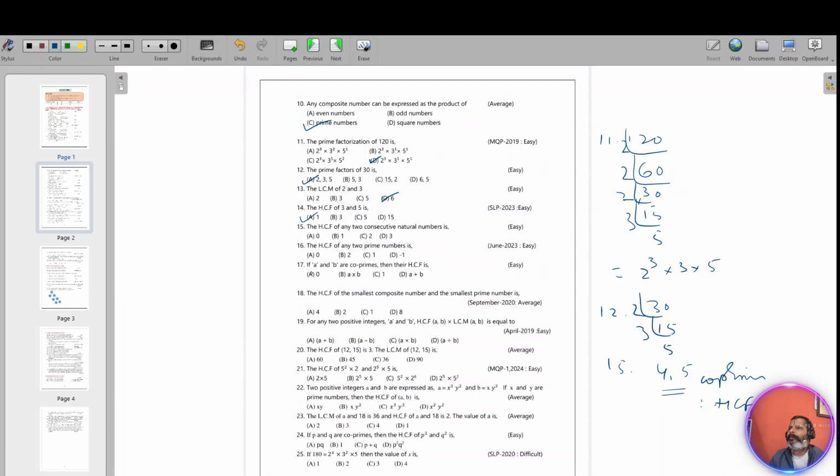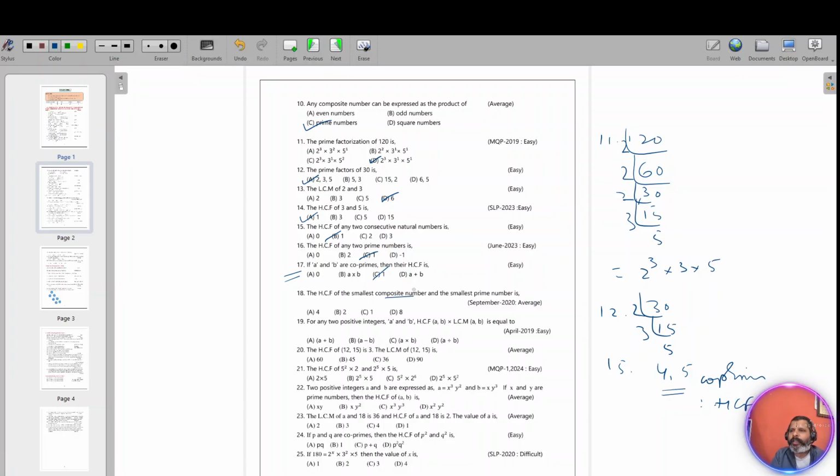Then HCF of any two prime numbers. When they are prime numbers, they will not have any common factors. For example, that also will become 1. HCF: if A and B are co-primes, again HCF is 1. Make a note that the answer for 17 in the answer sheet released by LBA set is wrong actually. So HCF is 1.